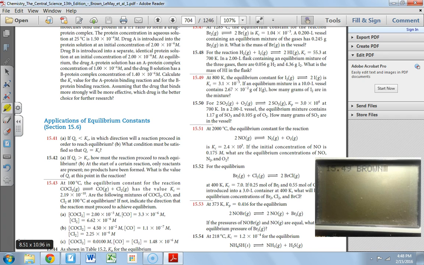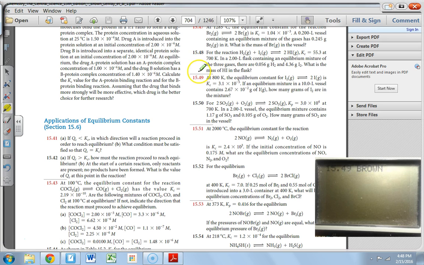The thing to do is probably to try to work through the problem on your own and then see if you can get the answer, or get as far as you can, and when you get stuck, then go from there. We're going to look at this question right here, 15.49 in Brown. Feel free to look along and go along with it.